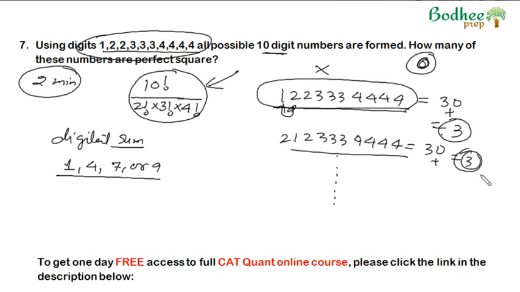And we can say that in none of the cases, in fact in all the cases, since the digital sum is 3 and it is none of 1, 4, 7 or 9, none of these numbers will be a perfect square. Or we can say that no number will be a perfect square. So obviously we have to give a numerical answer, so the numerical answer would be 0.